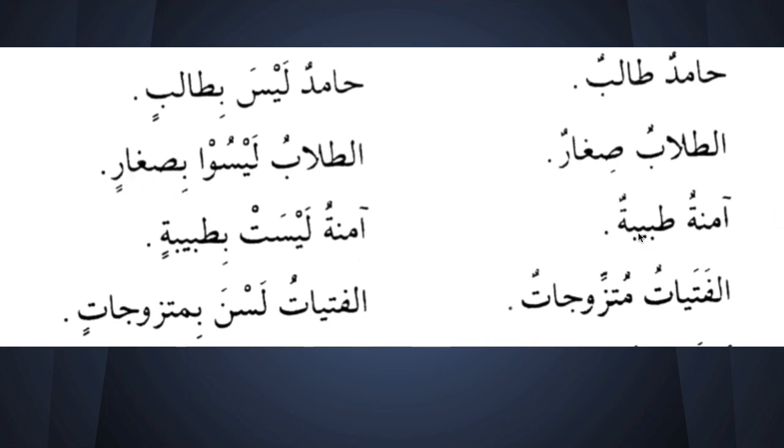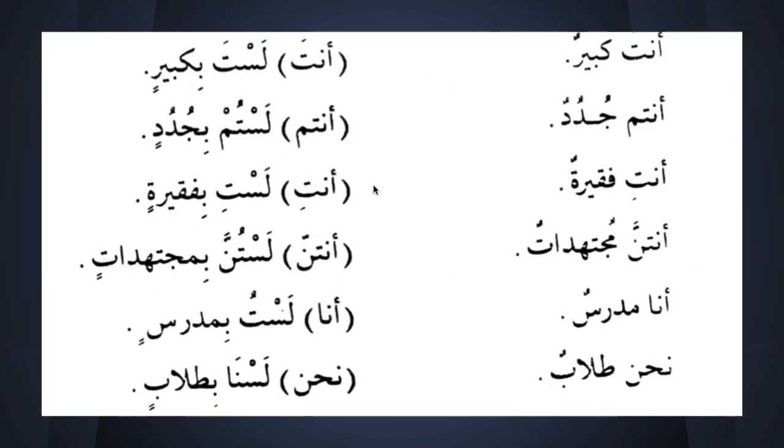Aminatu Tabibatun. How do we negate this? Aminatu Laisat Bitabibatin. This is a very classical, pure form of saying using B, and this is what you see in the Quran most of the places. Al-fatayatu. Fatayatu means young lady. Mutazawwijatun, the young girls are married. So we say Al-fatayatu lasna bi mutazawwijatin. They are not married.